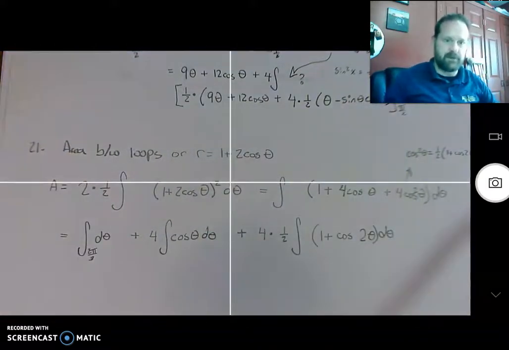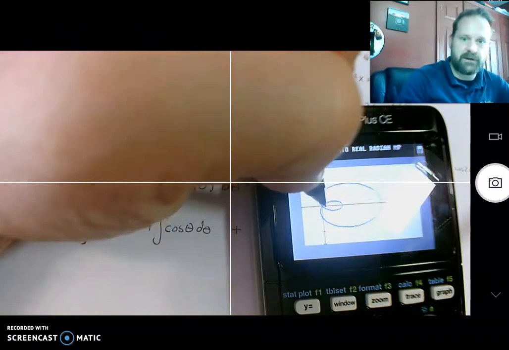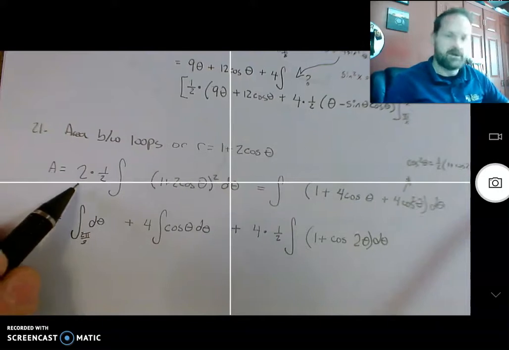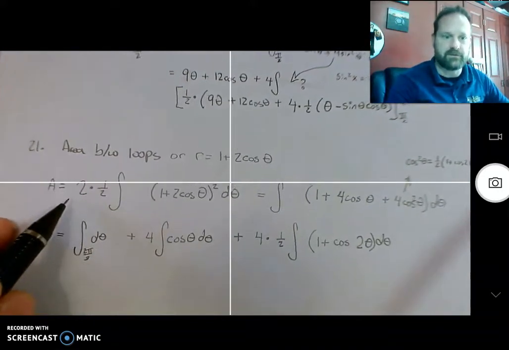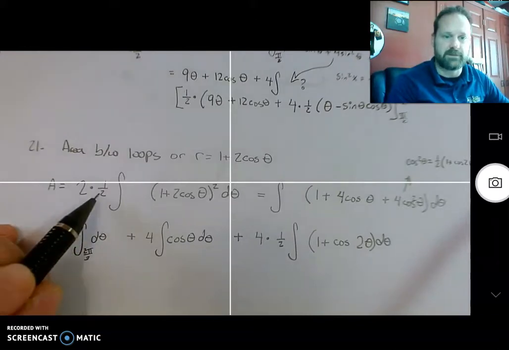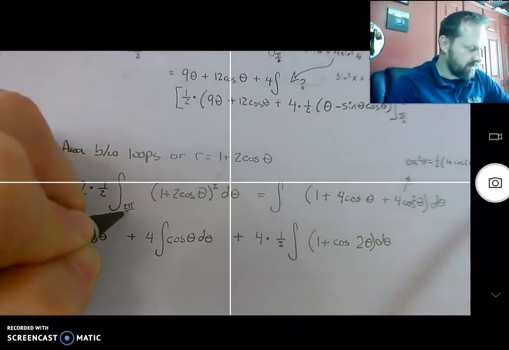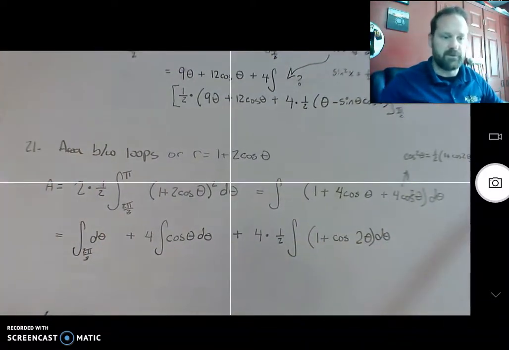So going back to the graph here, I'm only going to do this bottom part underneath the graph and then double it to get the whole thing. So for my equation, I'm doubling it, multiplied by the 1/2. The original equation has 1/2, but I'm going to double it because I'm only doing a portion. So it goes from 2 pi over 3 to pi. Okay, I'm going to fill those in real quick.